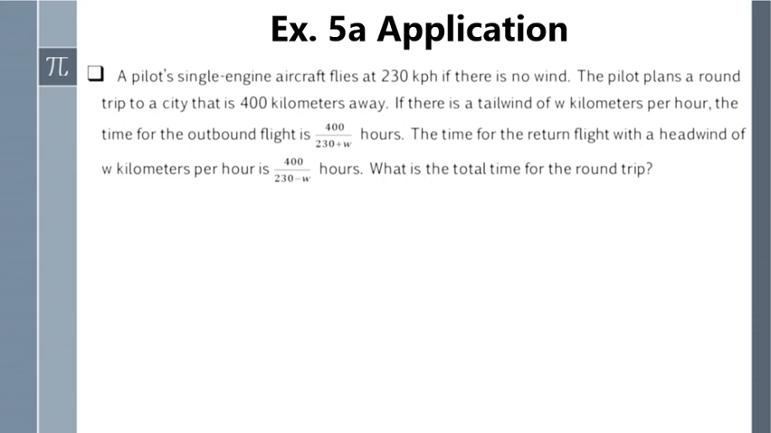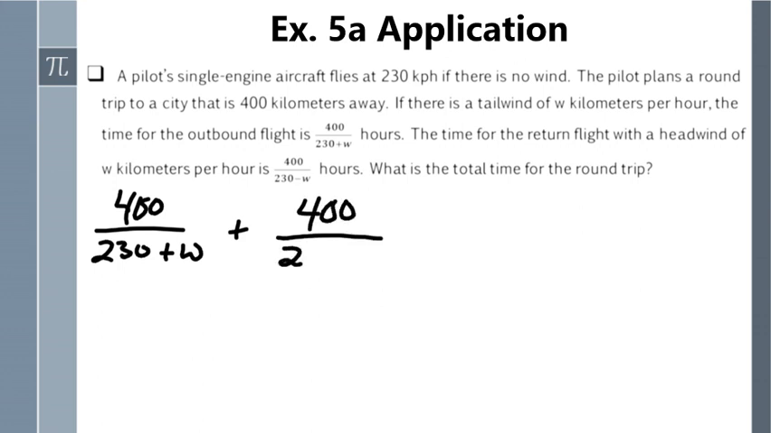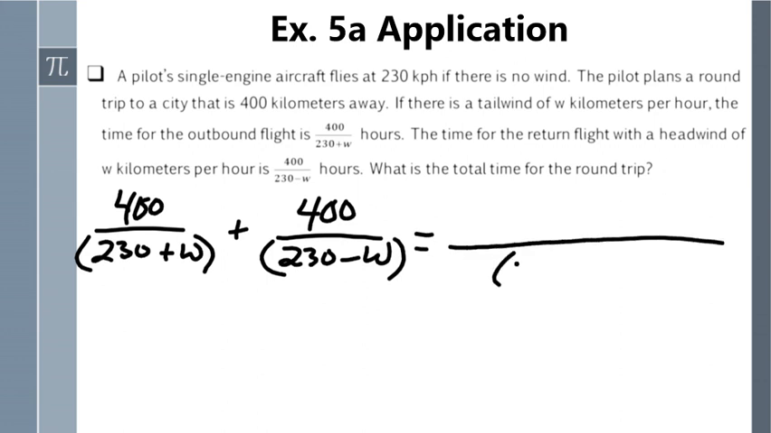So I have to take the trip there, which is 400 over (230 plus W), and I've got to add it to the trip back, which is 400 over (230 minus W). Now, there is nothing in common with the two denominators. So both of them, this and this, have to be in our denominator. So now I have everything over (230 minus W)(230 plus W). So the first part, I already have my 230 plus W.